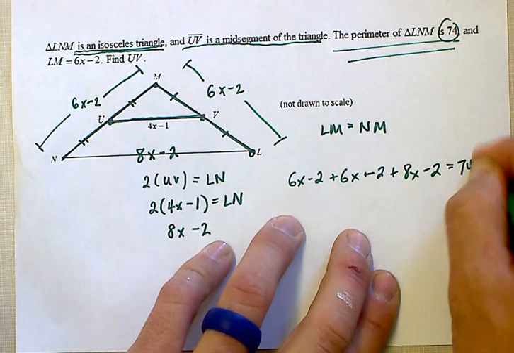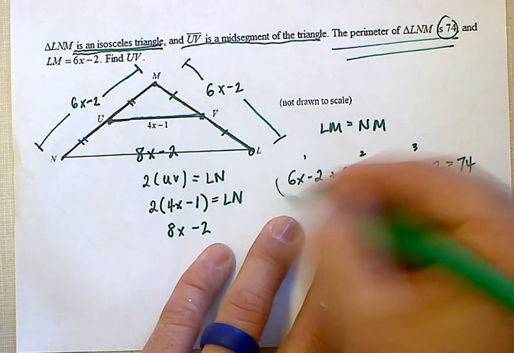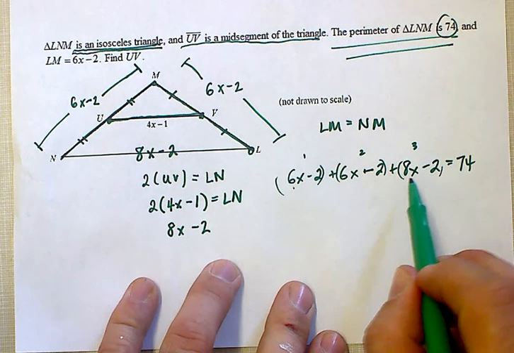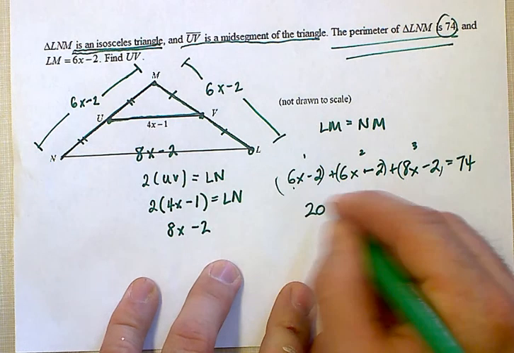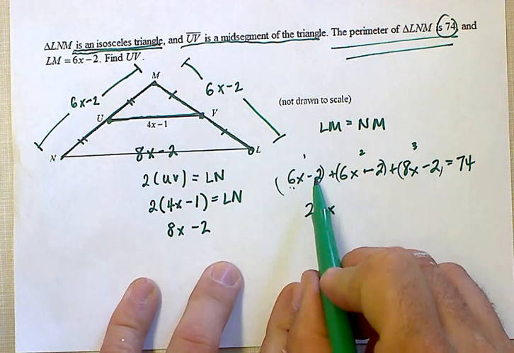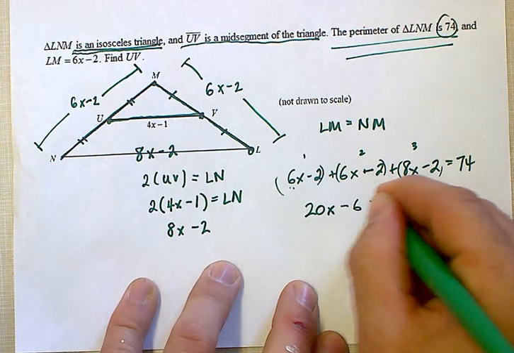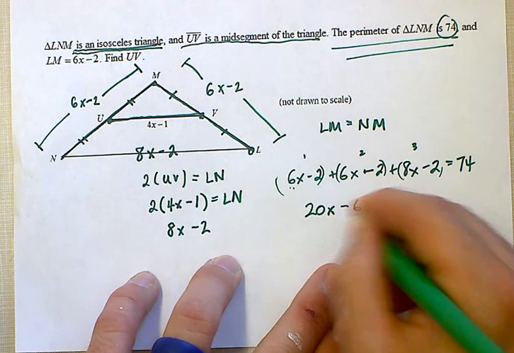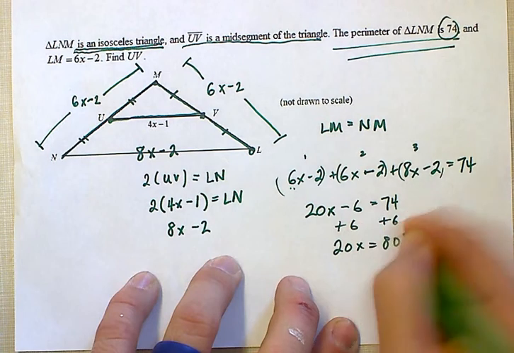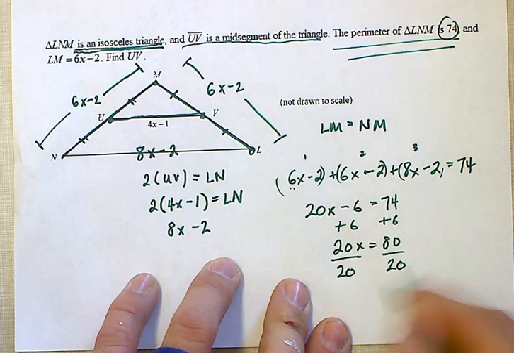74. Now that is my 1, 2, 3 sides of my triangle added up. Combined like terms, 12x plus 8x, 20x. I got the 12x by doing 6x plus 6x. And then I have 1, 2, 3 negative 2's, which would be minus 6. I like this already because it's giving me an 80. So I see it's pretty smooth, although you could end up with a decimal. Divide by 20. x is equal to 4.